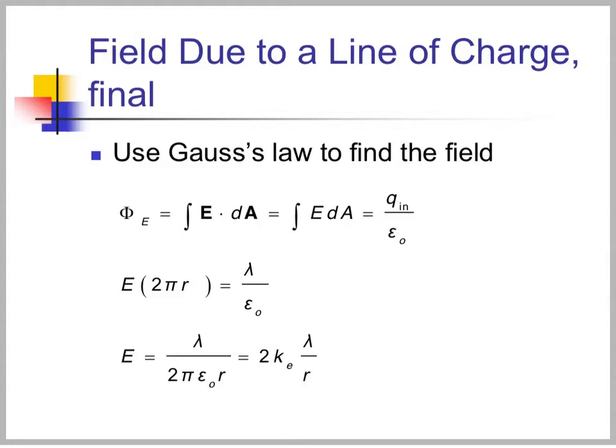Notice that the L's cancel out so that I don't have to worry about how big my cylinder is. It doesn't matter how big my cylinder is, it all goes away. And then the electric field is lambda over 2 pi epsilon naught r, or 2k times lambda over r. So the electric field goes like 1 over r from a long wire.